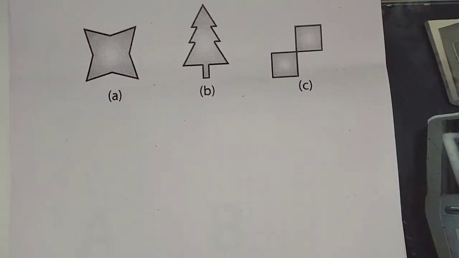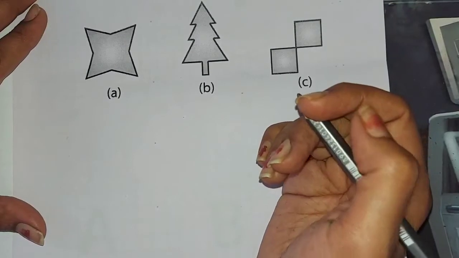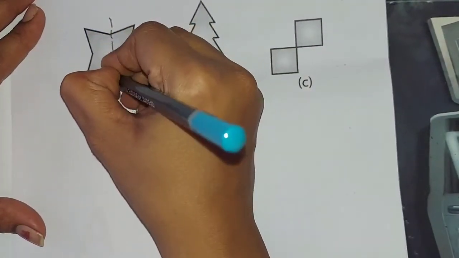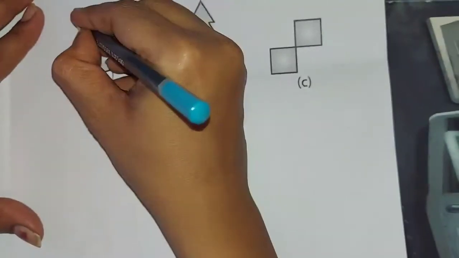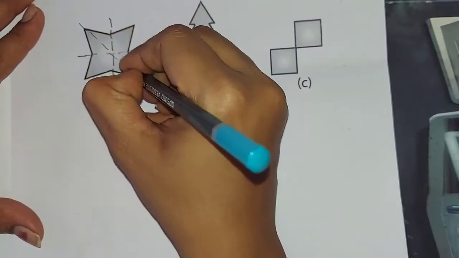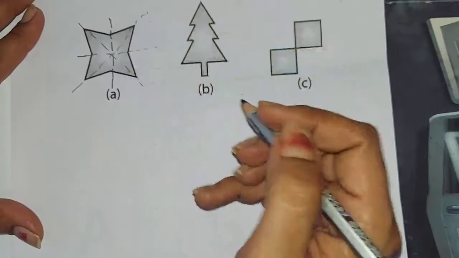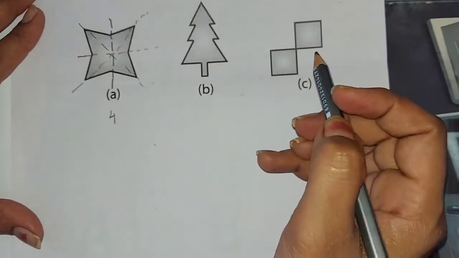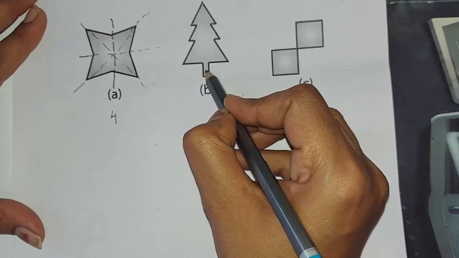Number A. In number A, this is the shape given. So how many lines of symmetry would be there, students? 4 lines of symmetry. Let us draw. This is 1, 2, 3. This will draw diagonally also, 4. So how many lines of symmetry are there? 4 lines of symmetry.